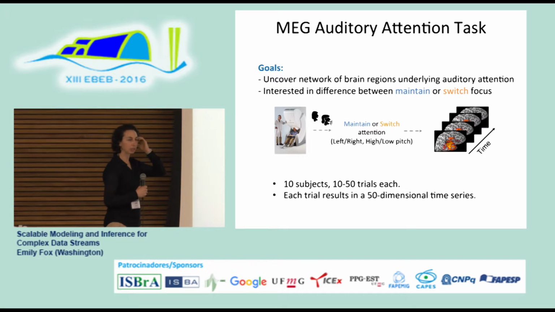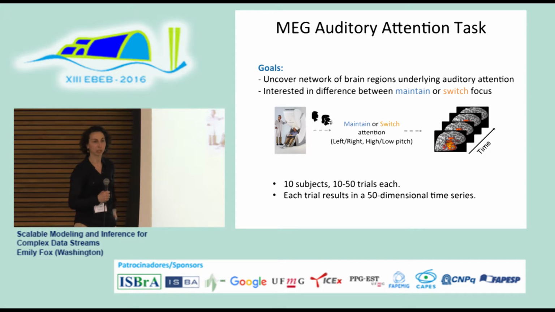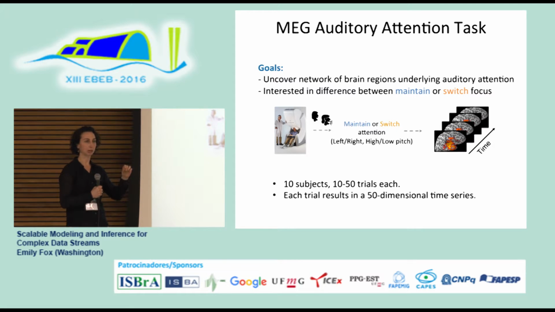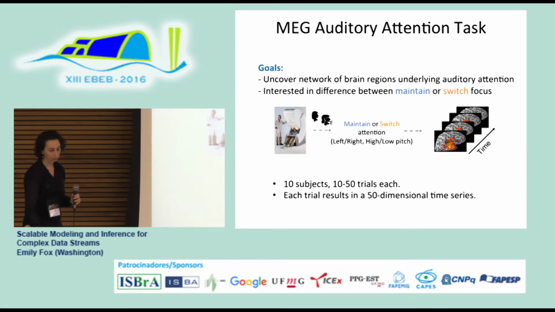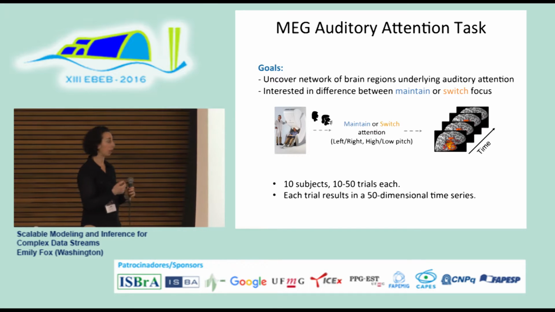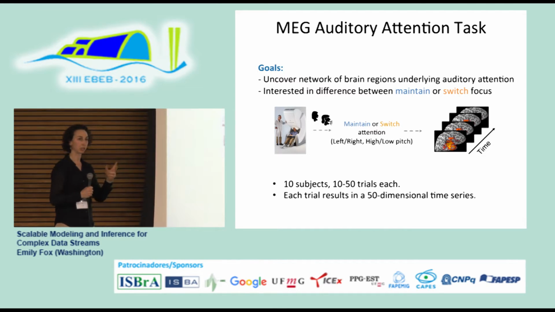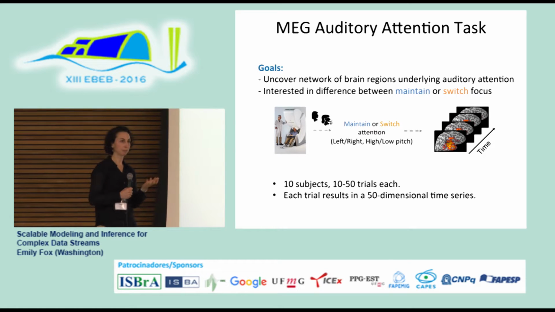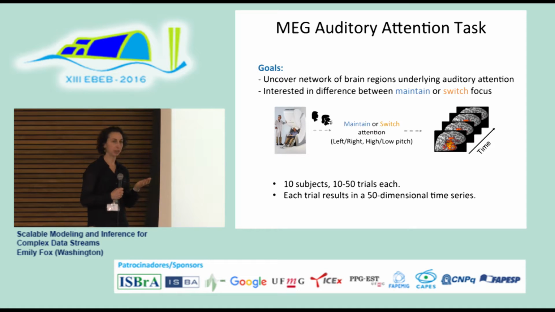But actually, the motivation for looking at these methods came from that type of MEG data that I described earlier. But here, we weren't looking at the word classification task. We were looking at understanding brain networks underlying an auditory attention task. So here, people were asked to either maintain their attention on some sound, and in this case, the sound was either a left tone, right tone, a high pitch or a low pitch, or they're asked to switch attention between these. And the goal was from the activation patterns over time from these stimuli to infer what is the difference between the networks underlying this activity when somebody's asked to maintain their attention versus switch their attention.